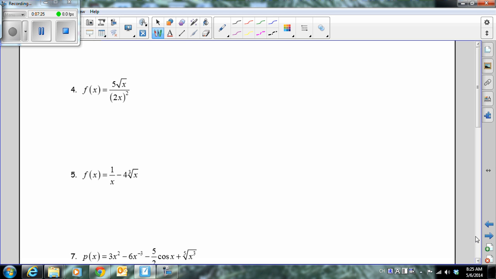All right, number 4 says 5 square root of x over 2x squared. So I can rewrite this one as 5x to the power of 1/2 over 2x, or let's say 4x squared. Now I can combine these two to say it's 5 over 2 x to the power of -3 over 2.